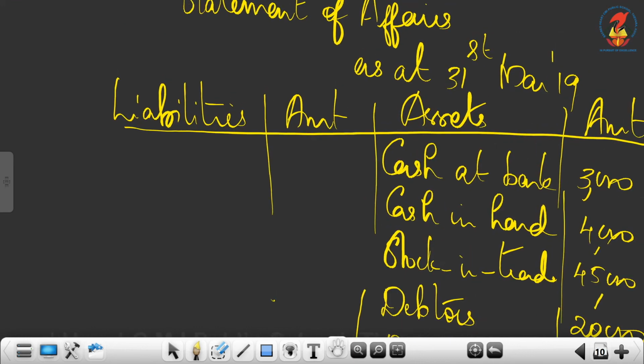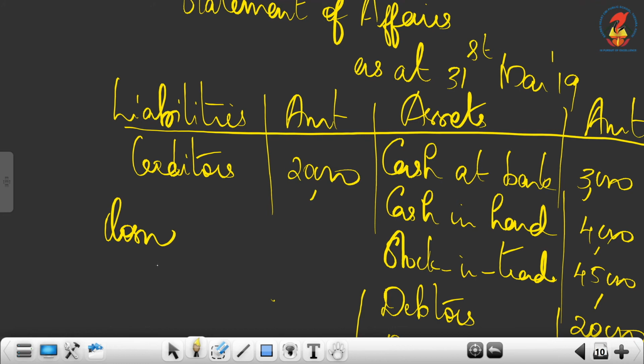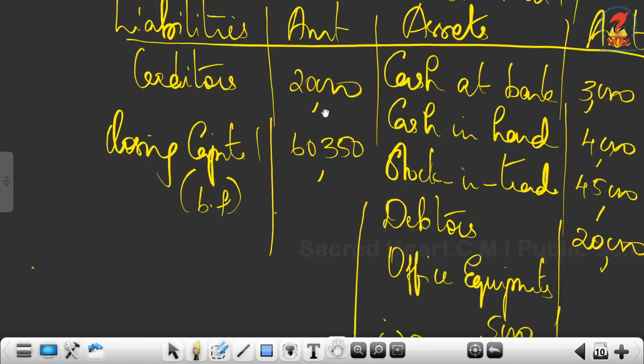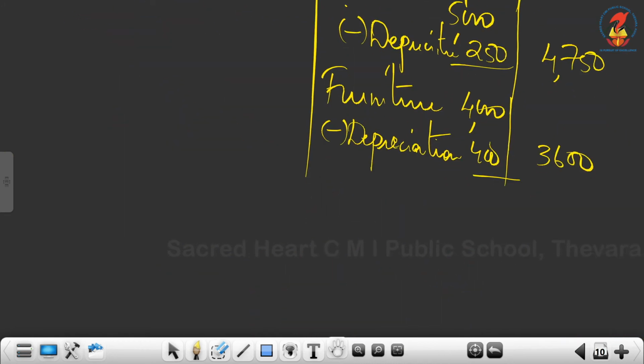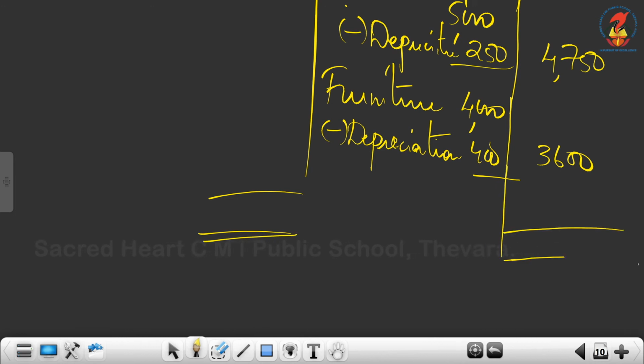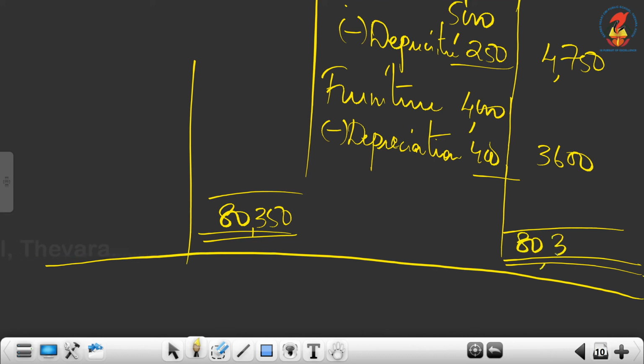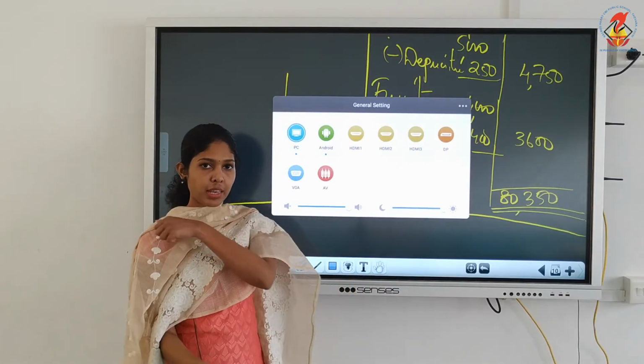Then we have creditors, 20,000. Finally, we can write the closing capital. That's the balancing figure, that is amount is 60,350. So the total is 80,350. So now we got the closing capitals and opening capitals.